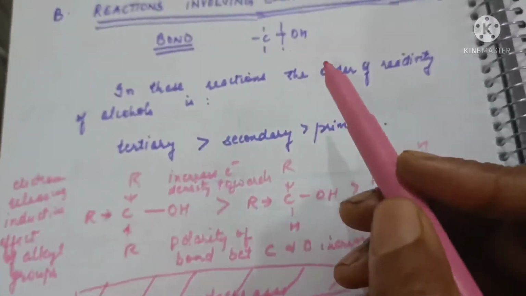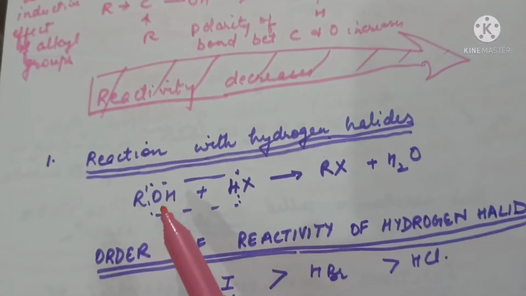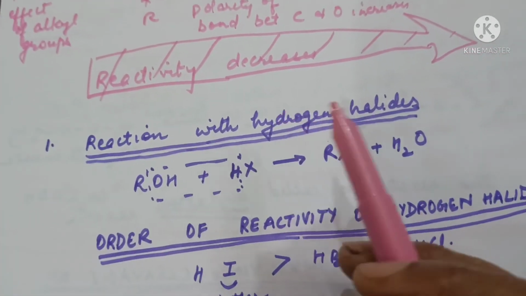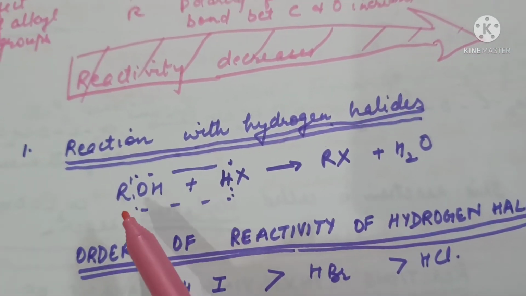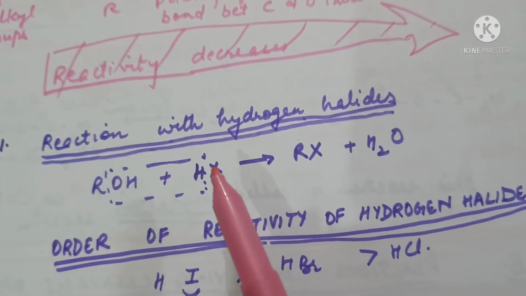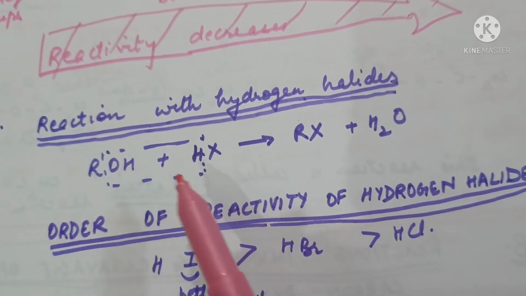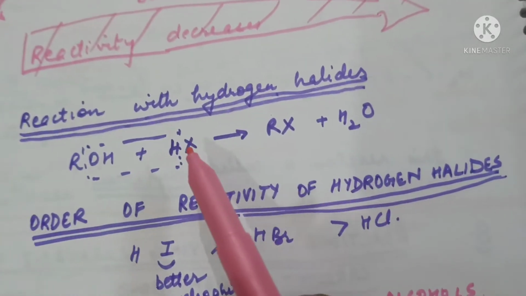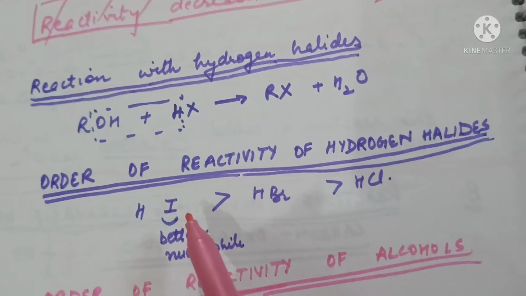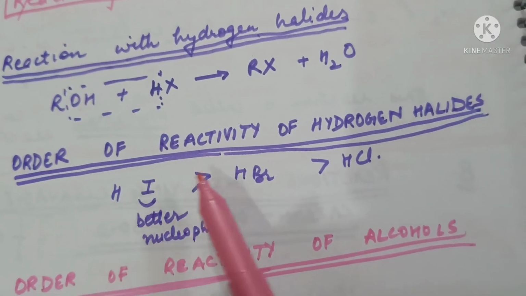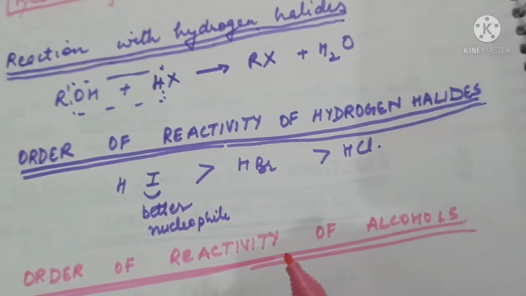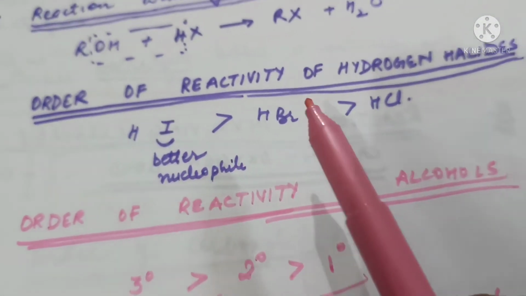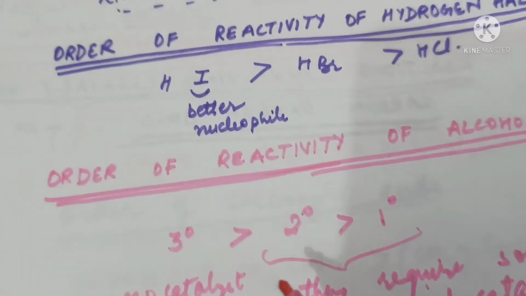The reactions where this OH bond is broken, we have these examples. Reaction with hydrogen halide. So alcohol gives OH, HX gives hydrogen, water is formed, and haloalkane is formed. Order of reactivity of hydrogen halides is hydrogen iodide is more reactive than hydrogen bromide is more reactive than hydrogen chloride, because iodide is a better nucleophile than bromide than chloride.